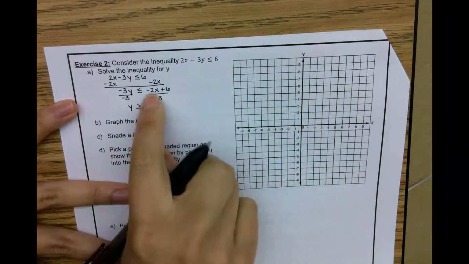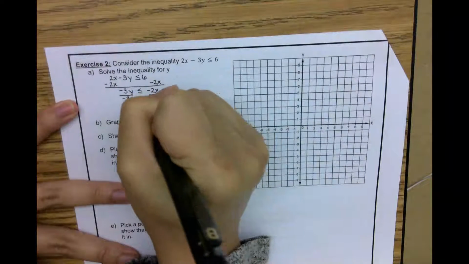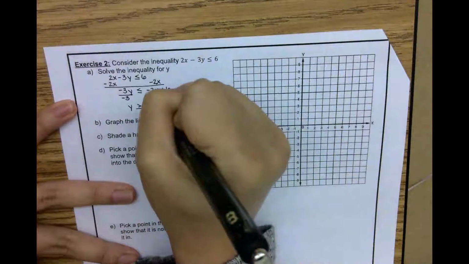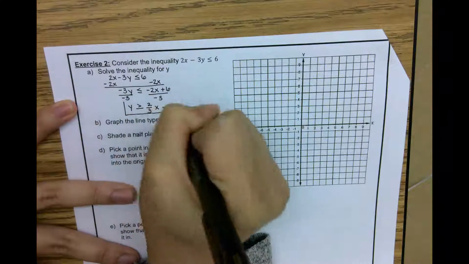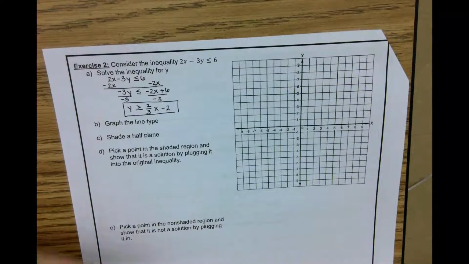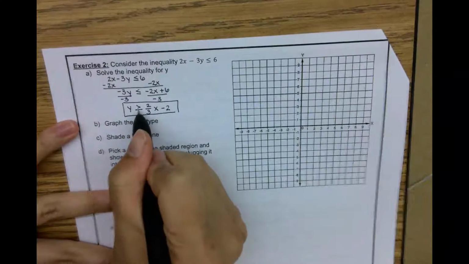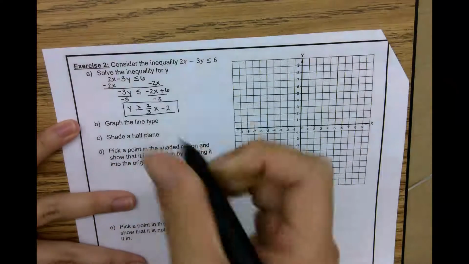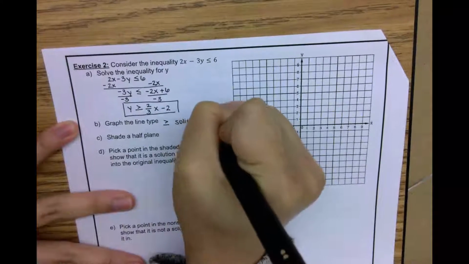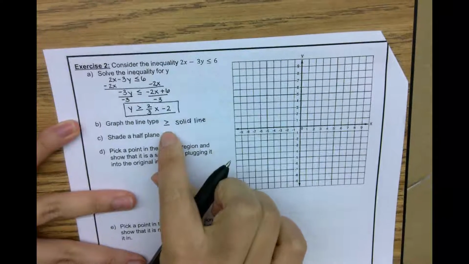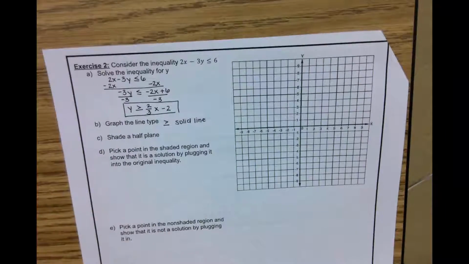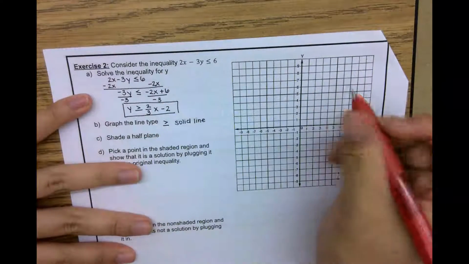Negative 2 divided by negative 3 gives me a positive 2/3. So positive 2/3 x. And then 6 divided by negative 3 is negative 2. So this is now my new inequality. Then I'm going to graph the line. This time I'm going to be more careful. Because this is greater than or equal to, this is a solid line, and the reason it's solid is that this line is part of the solution. So let's get graphing. I'm going to start with my y-intercept, which was negative 2.